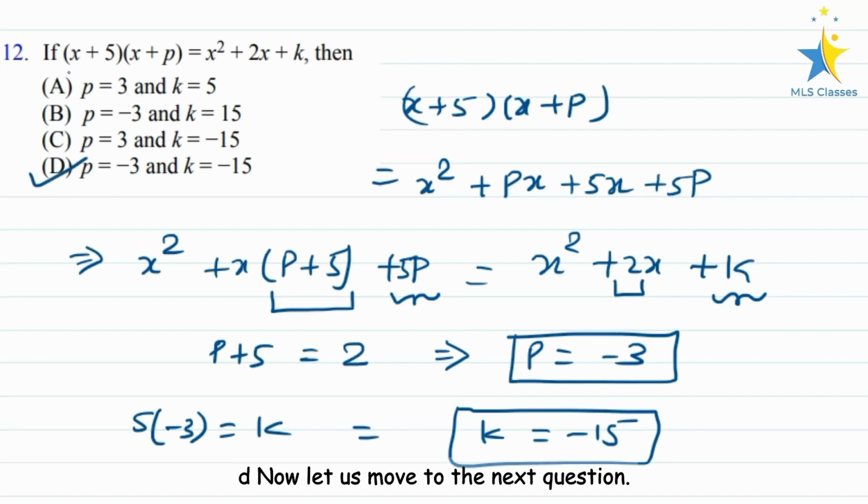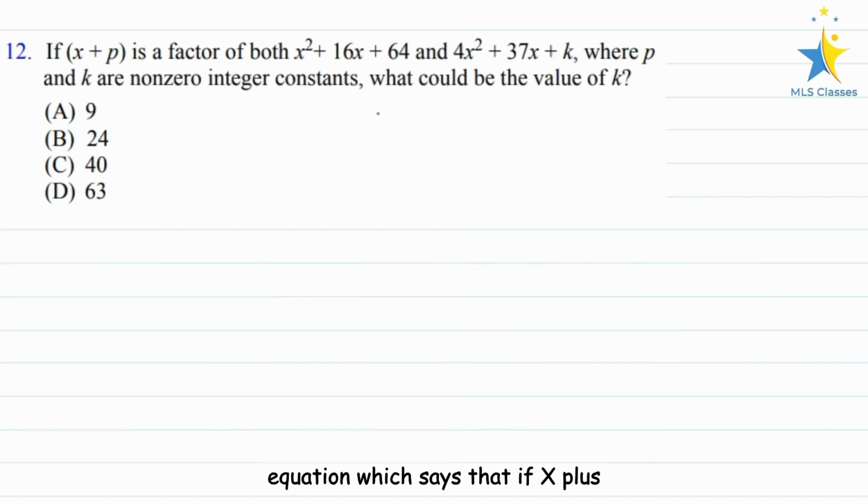Now let's move to the next question. Again, this is a question from quadratic equations which says that if x plus p is a factor of both x square plus 16x plus 64 and 4x square plus 37x plus k, where p and k are non-zero integer constants, what could be the value of k?